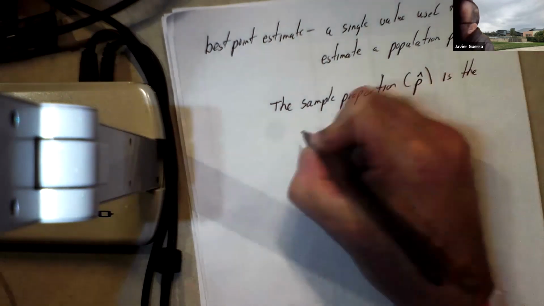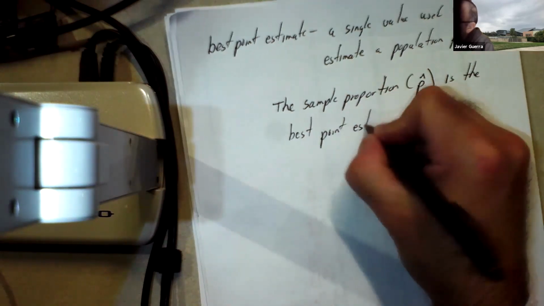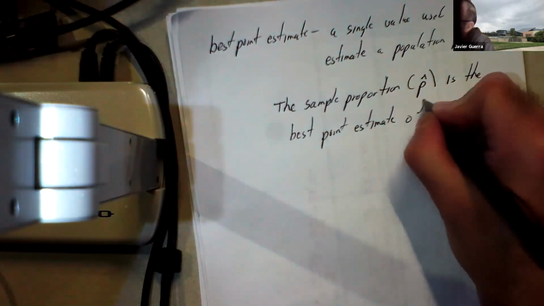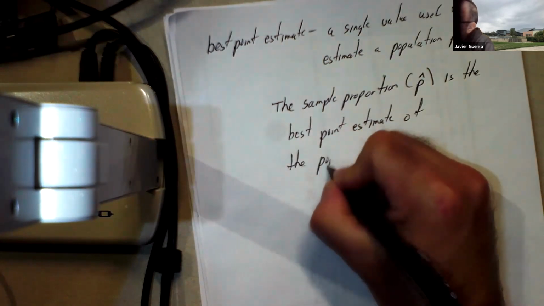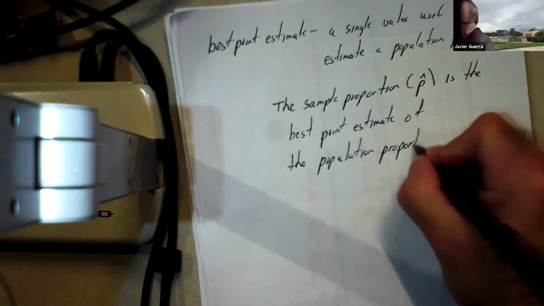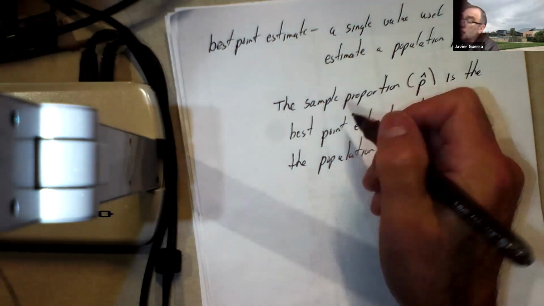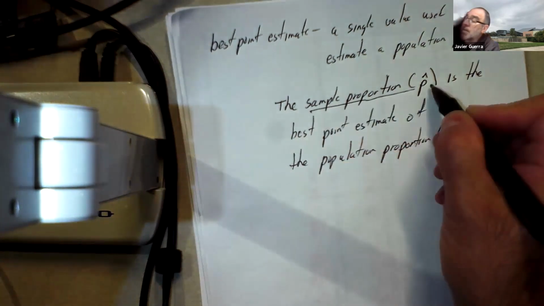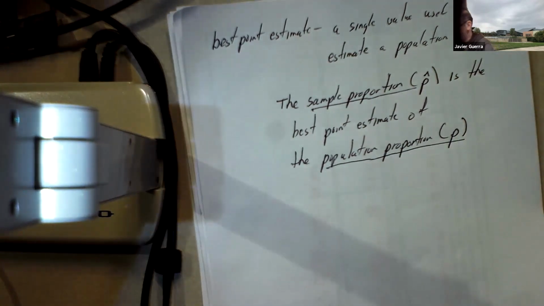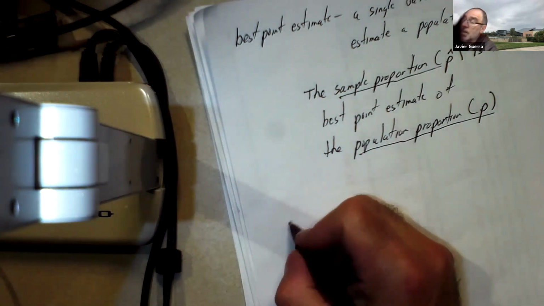is the best point estimate of the population proportion. And we use just a regular lowercase p. So how do we distinguish? Sample proportion uses a p with a hat. Population proportion, they use just a regular little p.